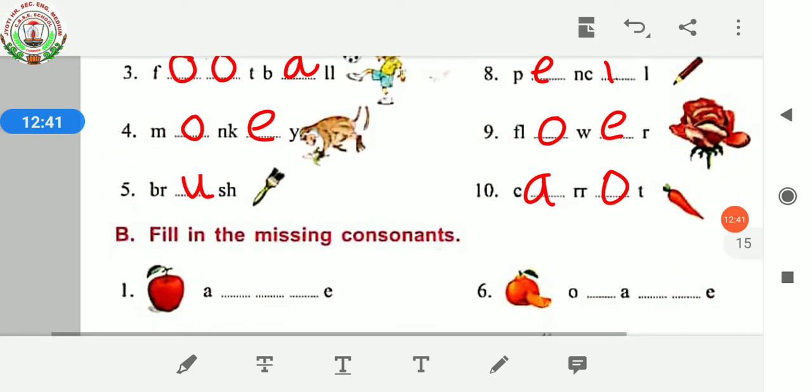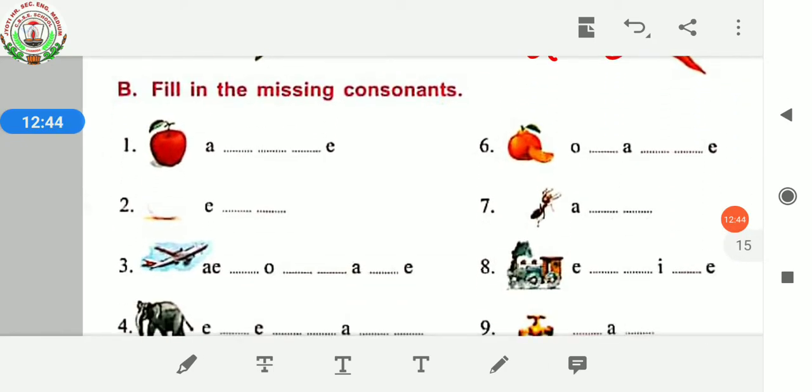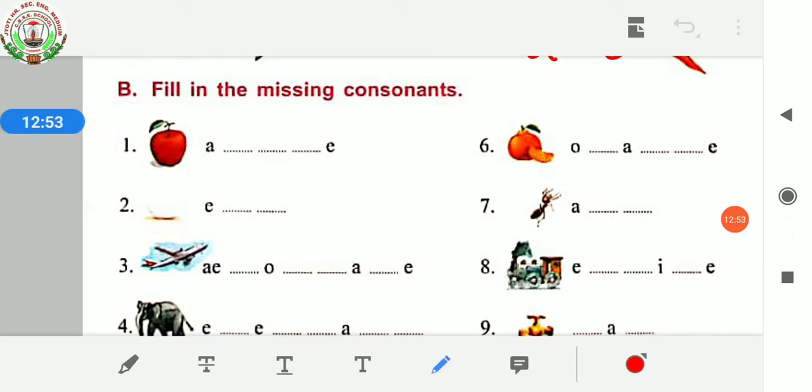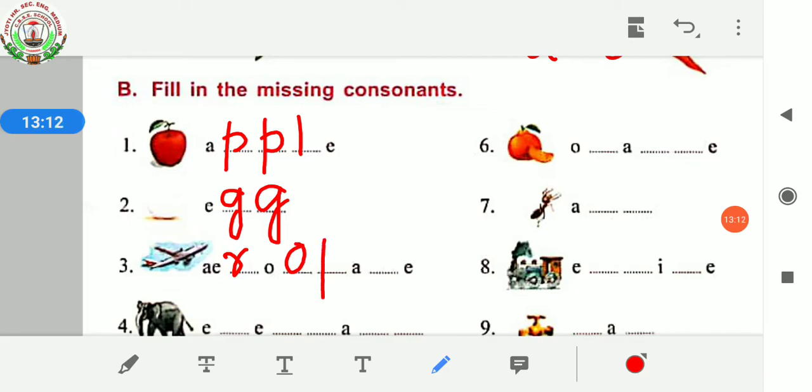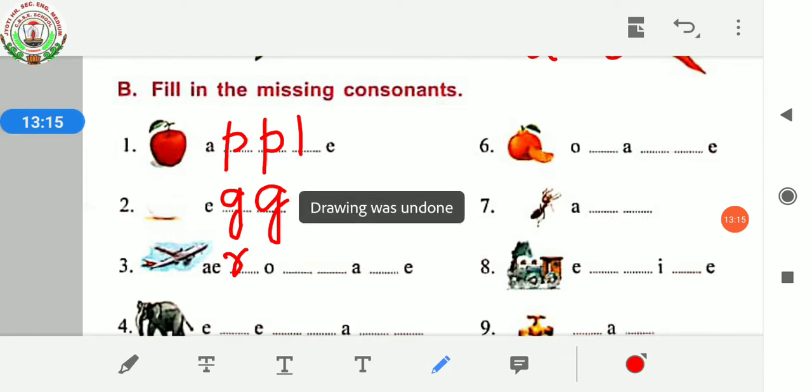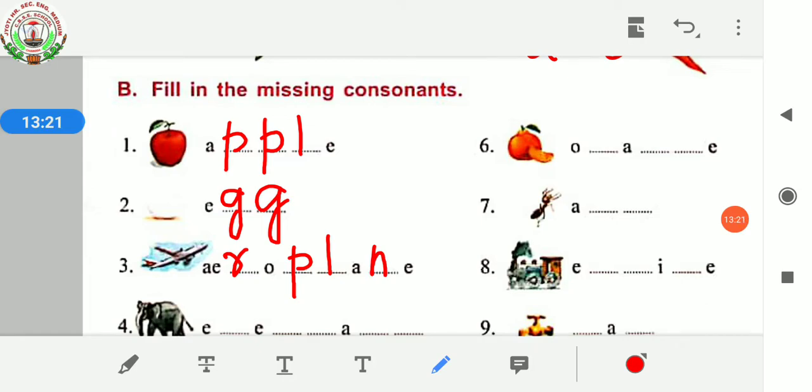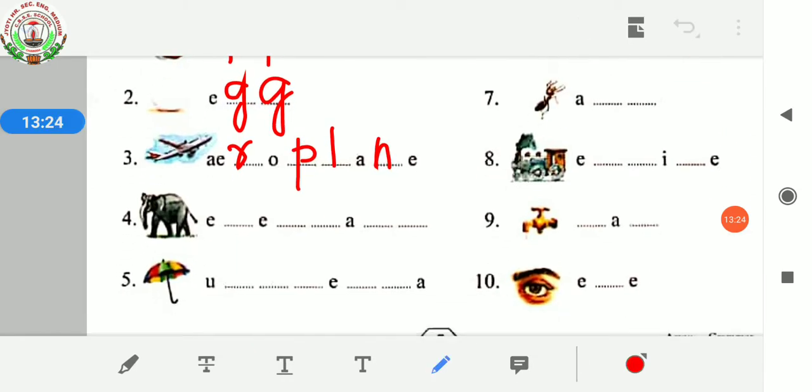Okay, now coming to the next question, filling the missing consonants. You have to fill the missing space with consonants. The first picture is apple. You have to write over here APPLE, apple. The second one is egg. EGG, egg. The third one is aeroplane. AEROPLANE, aeroplane. Okay, next, elephant.